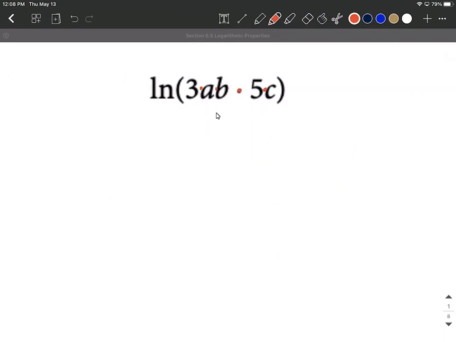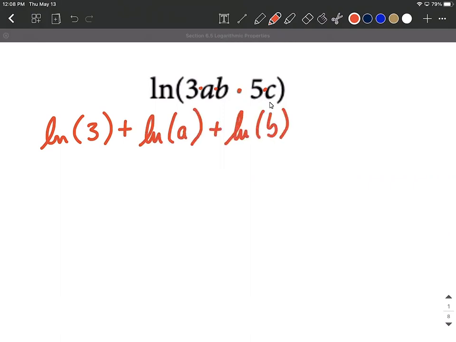So one way to speed this up is simply jumping straight to, like, the 3 is multiplied by everything else, it's going to get its own log. The a, the same idea, it's multiplied by everything else, it gets its own log, b, 5, and c. So when we split this apart, eventually we can get natural log of 3 plus natural log of a plus natural log of b plus natural log of 5 plus natural log of c. And I knew these were all going to get addition signs.